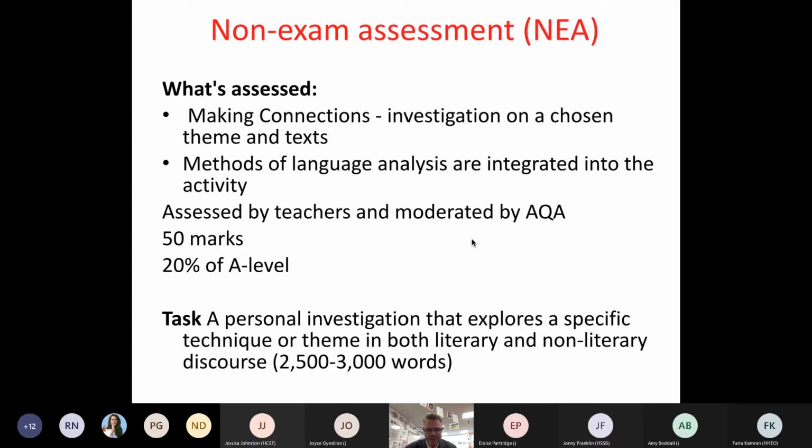I'm sure it does. Okay, now what's assessed? Well, you can see it's called making connections, and that you have to investigate a chosen theme. Now you choose this. To give you an example, a student in the past has done the way in which the English works inside a romantic novel, say Jane Austen novels, and they've contrasted that with the way in which language is used romantically in rom-com films.